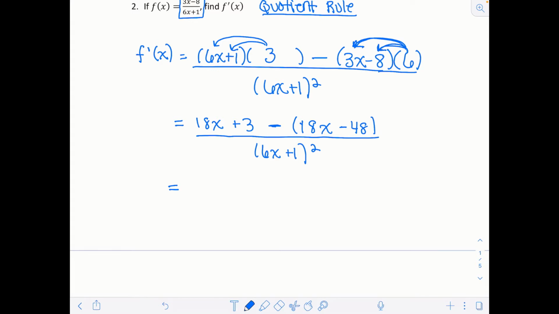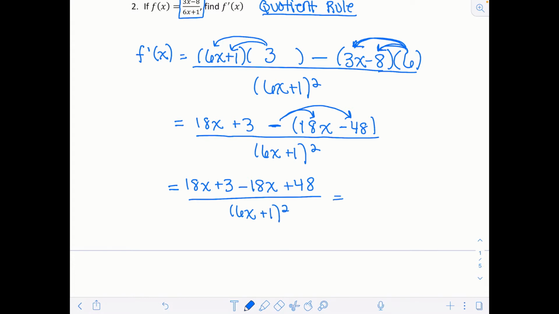So in this case, what I did to help with that is I kept that second part all in parentheses to remind myself, okay, I haven't done anything with this negative yet, so now I need to make sure it gets distributed to both terms. And so that becomes 18x plus 3 minus 18x plus 48. And in this case, the 18s will cancel. And the final answer is 51 over 6x plus 1 squared.